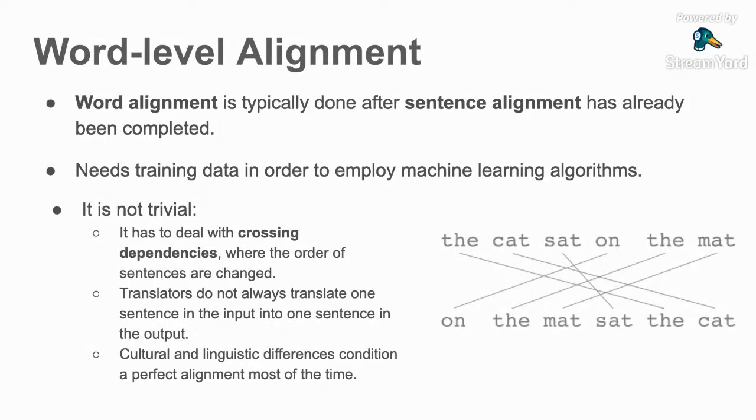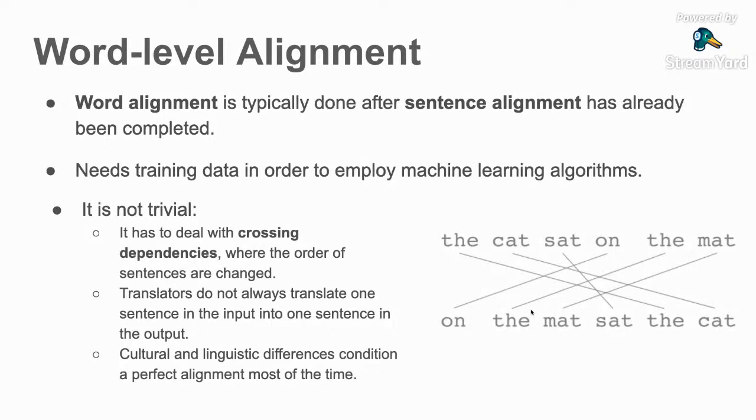And the reason why it is so difficult is because, as you can probably imagine, texts are not perfectly translated across languages. Translators do not always translate one sentence exactly in the other language. And there are also implicit cultural and linguistic differences that condition the perfect matching most of the time. And then finally, obviously, there are problems which affect the machine methods more specifically, which is crossing dependencies.